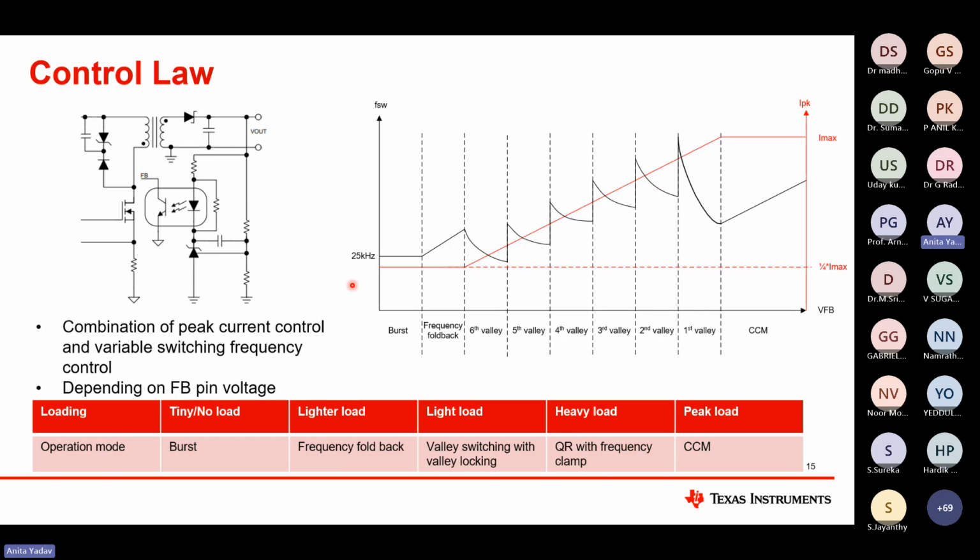So the next question is, what is the burst mode? In burst mode, what happens? By the way, I will show the details about this mode of operation in the reference design, but to give a slight insight, in the burst mode we do valley skipping. So, okay, I will use.